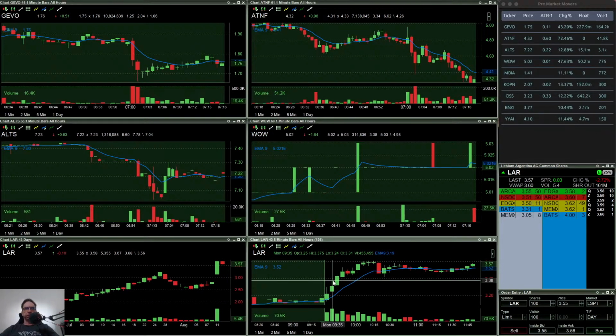But yeah, 3.38, and then it ran up. Let's say the 3.44, and then ran up here, and then it kind of finally broke down right around in here, 3.55. So that was a trade from yesterday.